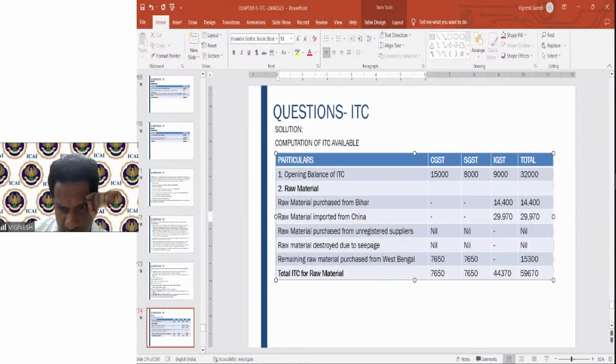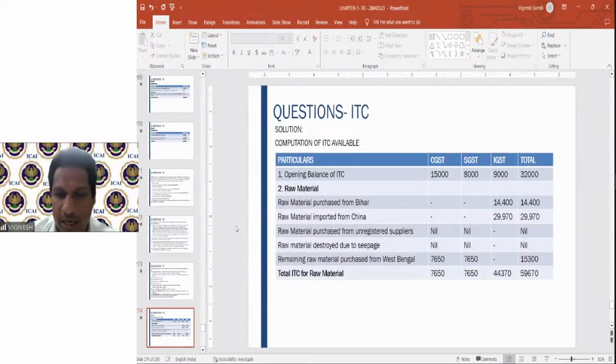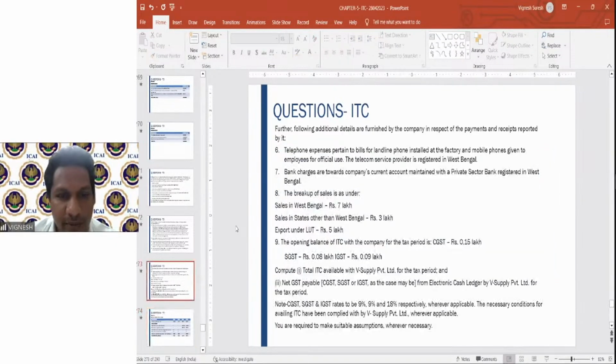Sir, IGST 29,970 is 18%. So taxable value is 29,970, 166 points. This total cost, basic custom duty shows you how hence it can be said custom duty is exclusive of cost. Yes, definitely it is exclusive of cost. Correct. So this point we have to remember. Sometimes you may get confused that cost may, even that custom duty is applicable. So don't get confused that customs duty should not be taken into consideration, right? So this is your ITC available.